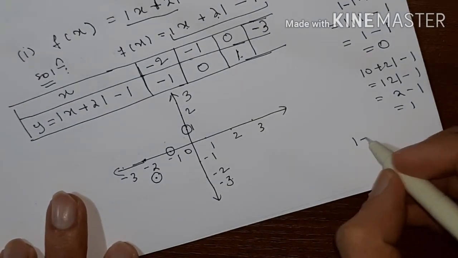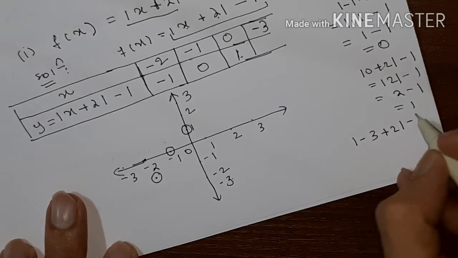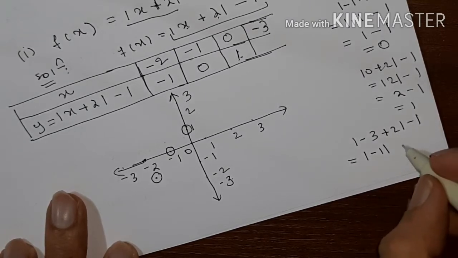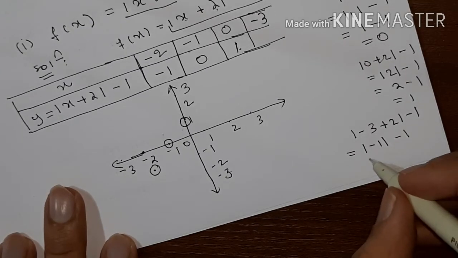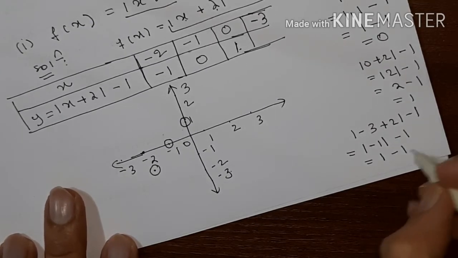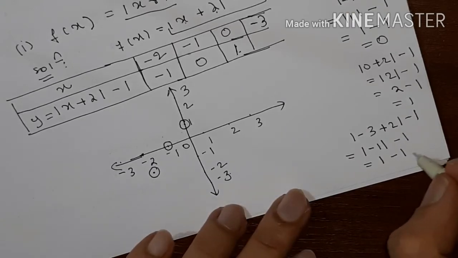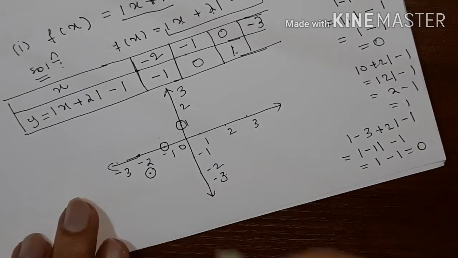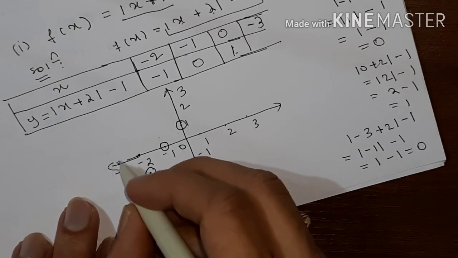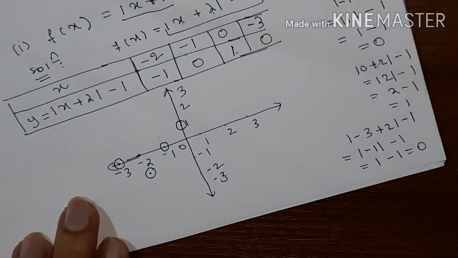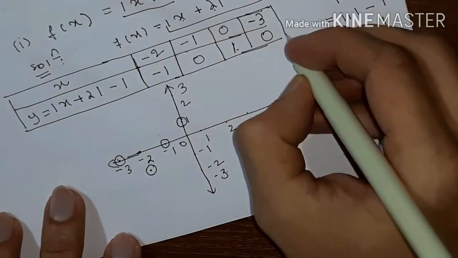So modulus of minus 3 plus 2, minus 1. Okay, so that is modulus of minus 1, minus 1, so that is 1 minus 1, right? Modulus of minus 1 is 1, so 1 minus 1 is 0. So what will you get at minus 3? y is 0.